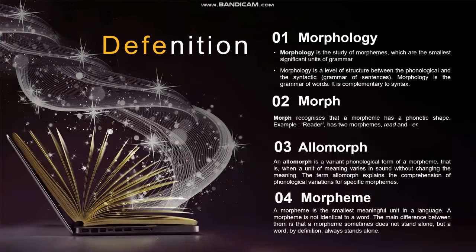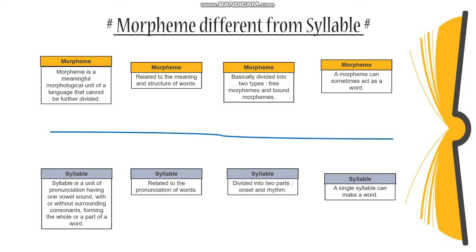The fourth is morpheme. A morpheme is the smallest meaningful unit in a language. A morpheme is not identical to a word. The main difference between them is that a morpheme sometimes doesn't stand alone, but a word by definition always stands alone. Morpheme is different from syllable.